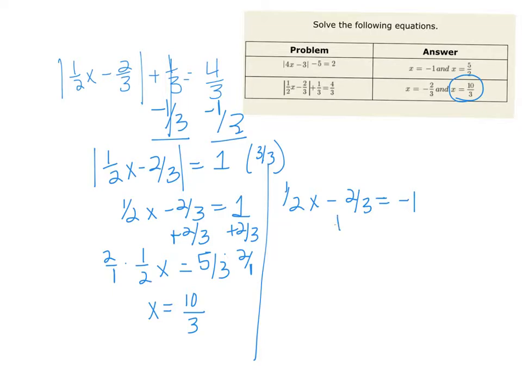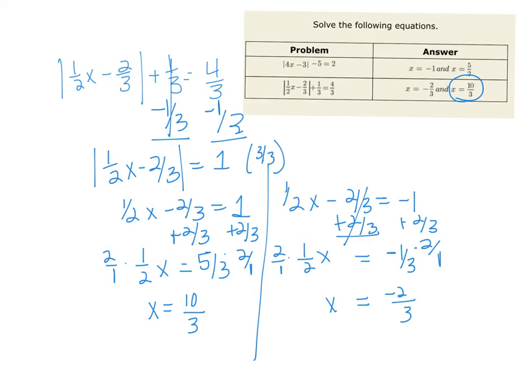Working on the second equation here, again I'm going to start by adding 2/3. So I have 1/2 x equals, well, negative 1 plus 2/3 is a negative 1/3. Multiplying by the reciprocal, again, 2 times 1/2 is just 1. And a negative 1/3 times 2, multiplying the numerators, negative 1 times 2 is a negative 2. 3 times 1 is 3, so I have a negative 2/3.